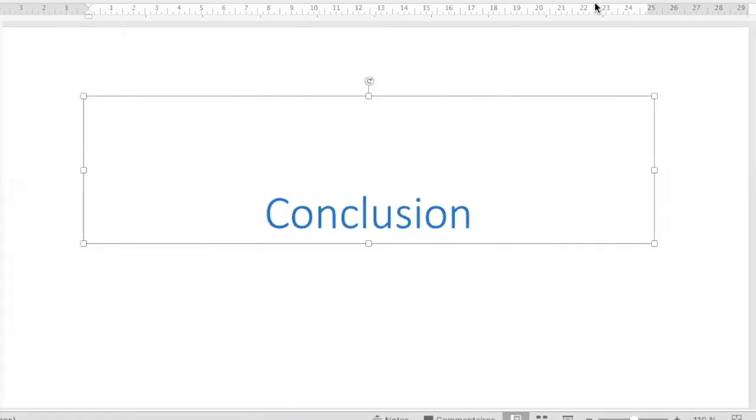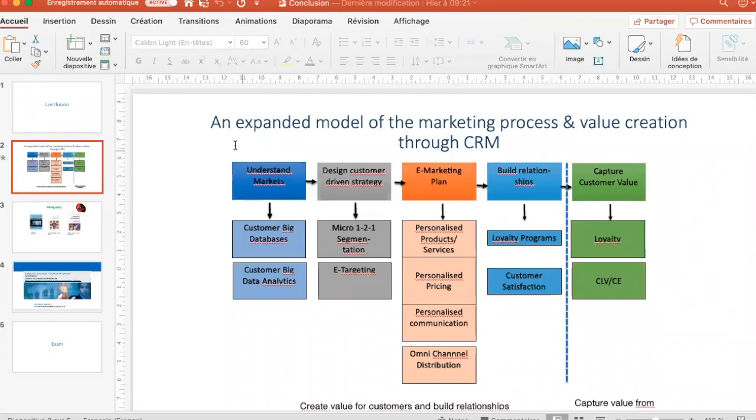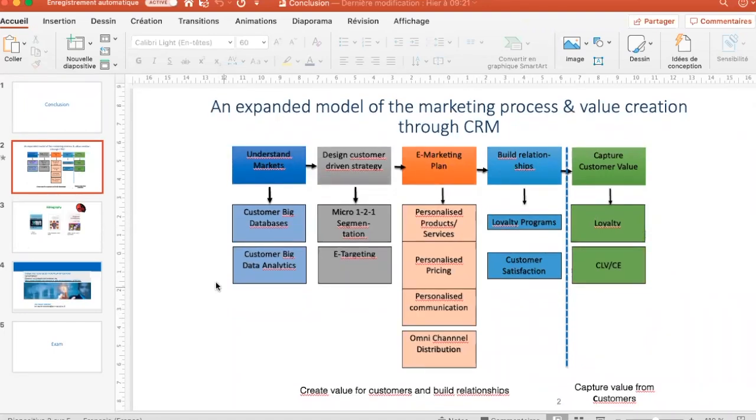In order to conclude the course about customer relationship management, I would like to show you the following framework, which is an expanded model of the marketing process and value creation through CRM. Marketing is a department in which processes are done to create value for the customer. And this is what you see in this framework.